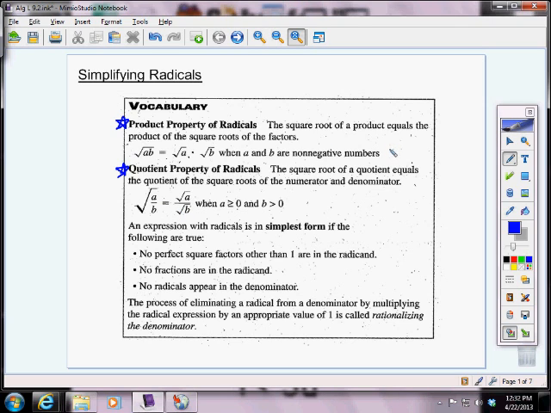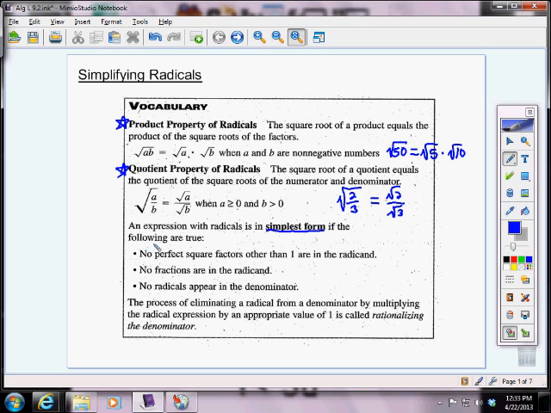So we could say if we had the square root of 50, that's the same thing as the square root of 5 times the square root of 10, because 5 times 10 is 50. For our quotient property, if we had the square root of 2 over 3, that's the same thing as the square root of 2 over the square root of 3. Those might not be the best examples, but that's kind of what they mean. The simplest form down here is what we're going to be working on today.